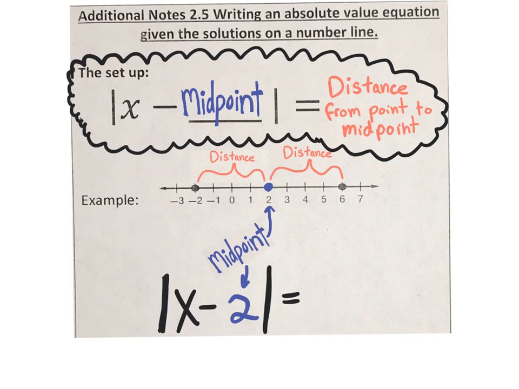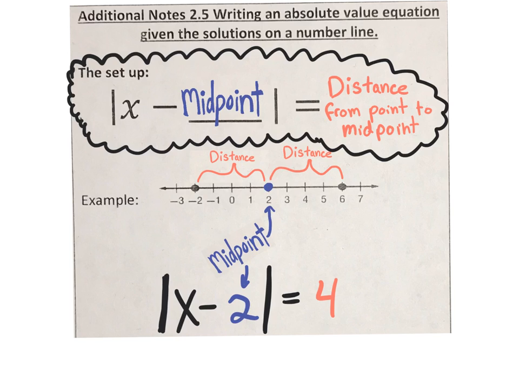And how about the distance from point to midpoint? The distance from here to here. We said it was 1, 2, 3, 4. So we're going to put that 4 right over here. And ladies and gentlemen, we're done. That is the equation that actually gives you the answers -2 and +6.